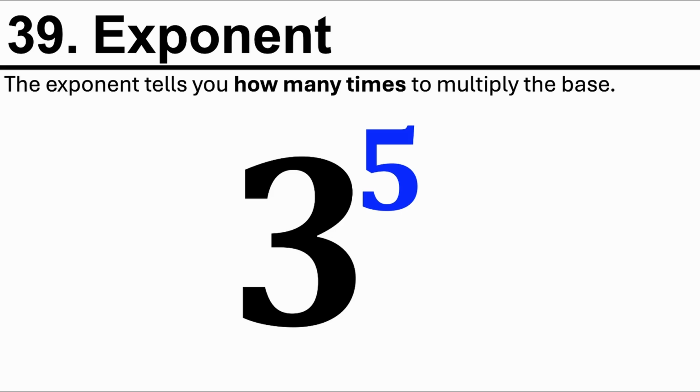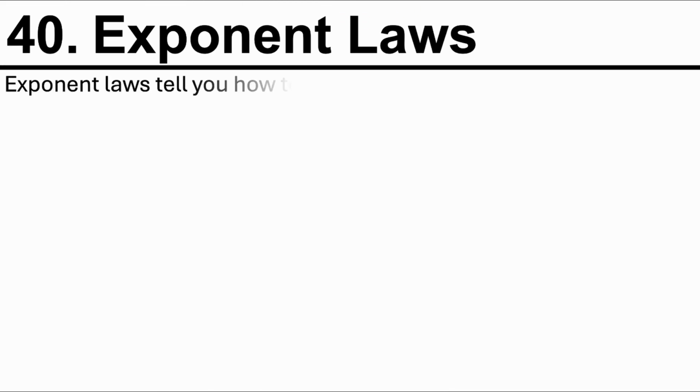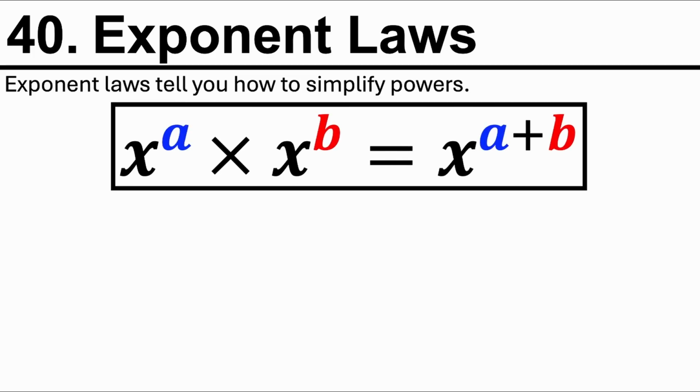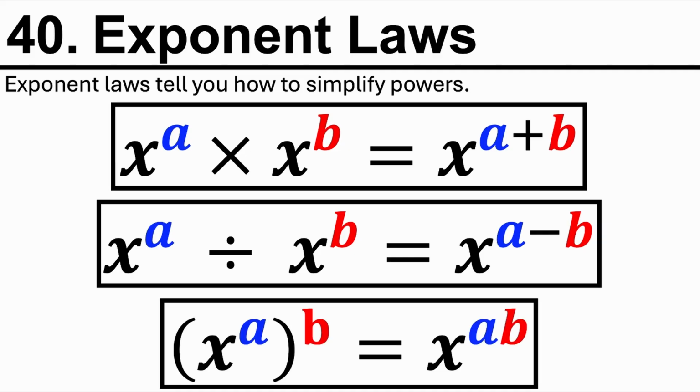Now, the final term we're going to cover in this video is exponent laws, and there's 3 of them. Exponent laws tell you how to simplify powers. The first exponent law is when you have 2 exponents that have the same base but different exponents, you can just add their exponents. Similarly, if you divide 2 numbers that have the same base, you can subtract their exponents. And finally, if you have a base to the power of a power, all you need to do is multiply the 2 exponents together.